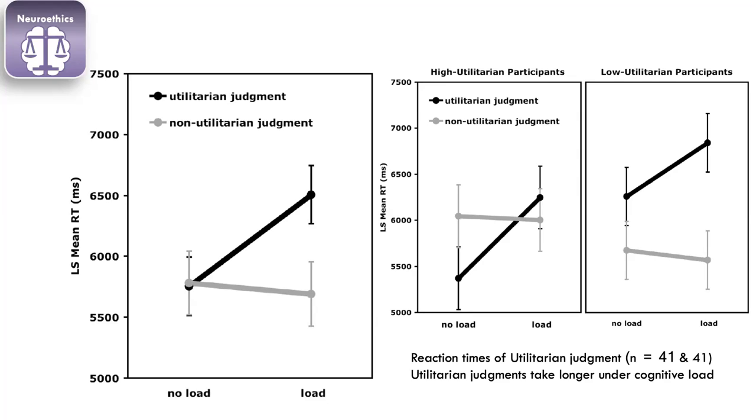It turns out that it takes longer to come to utilitarian conclusions the more you're asked to remember and think about. So if I ask you to remember 6 digits or 10 digits versus just remember 1 digit, you're more likely to take longer to come to the utilitarian conclusion.